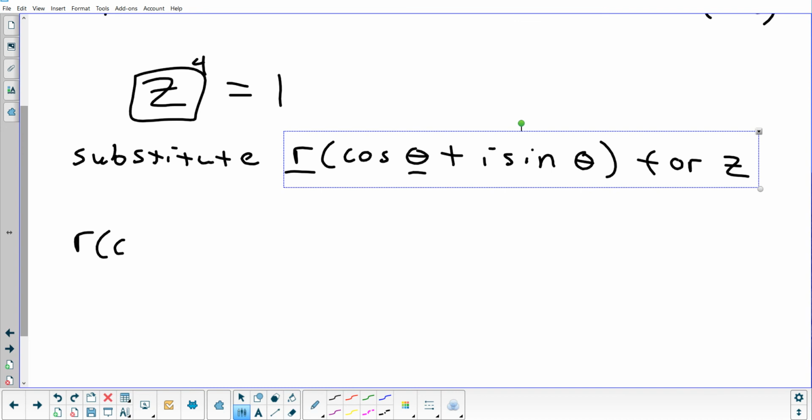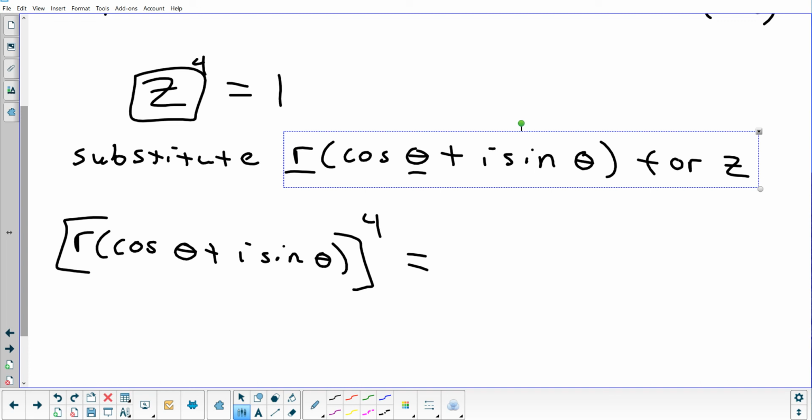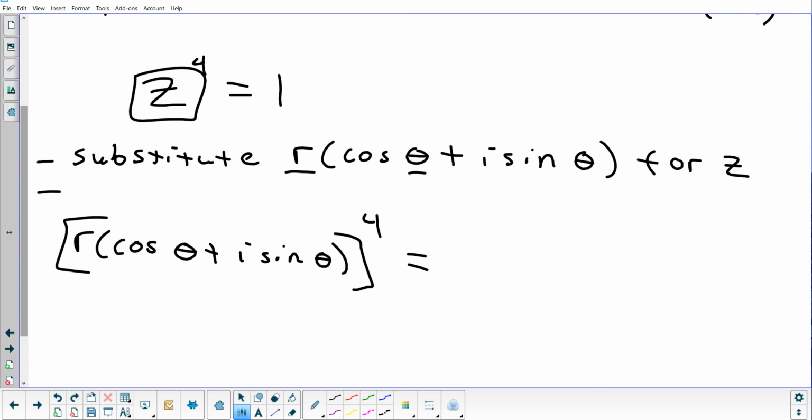So now you're going to have r cosine theta plus i sine theta to the fourth power. And this should kind of look like something we did earlier. Hopefully we remember how to do this in a second. And now you've changed the left-hand side to trig form by doing that substitution. Change the right side to trig form. How do we do that? That's what we learned yesterday.